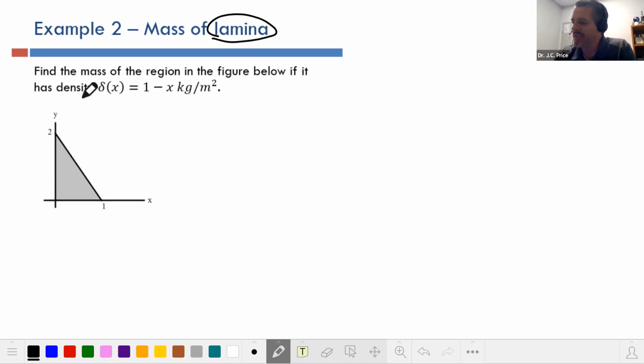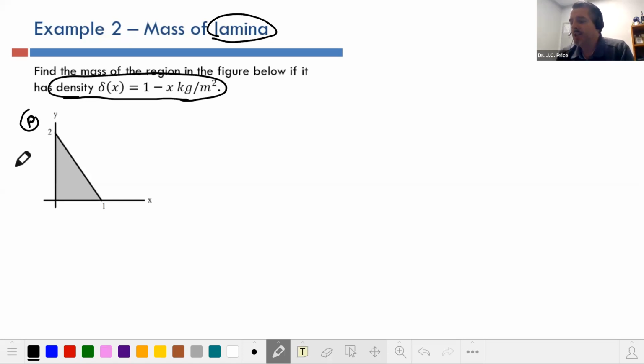So you have this sort of density function. It doesn't have to be constant. I think I said constant before. It doesn't have to be constant. So here you have a density function, but you kind of imagine it has a little thickness to it. Okay, so find the mass of the region in the figure below if it has a density of delta x equal to 1 minus x kilograms per meter squared. So here's my little picture.